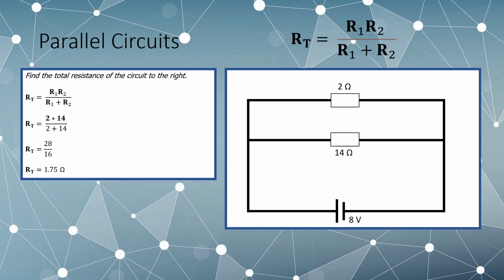So as you can see, if we're asked to find the total resistance of the circuit to the right, which has a 2 ohm resistor and a 14 ohm resistor connected in parallel, we can use the RT equals R1 R2 over R1 plus R2 formula, which gives us 2 multiplied by 14 over 2 plus 14, which gives us 1.75 ohms.